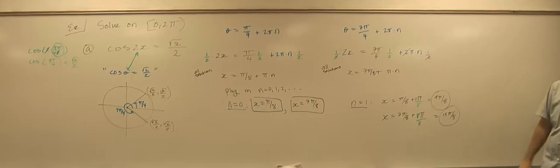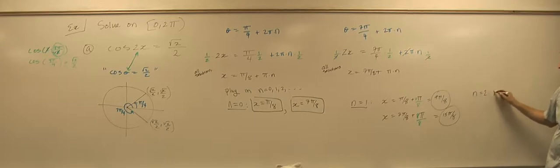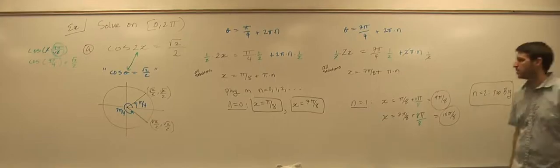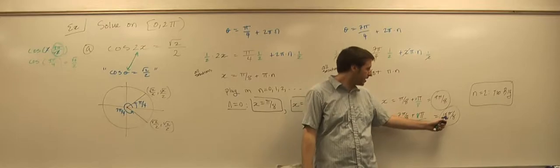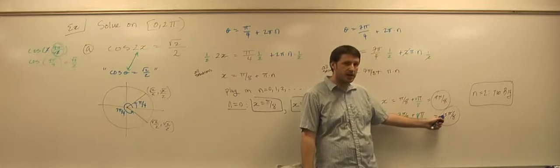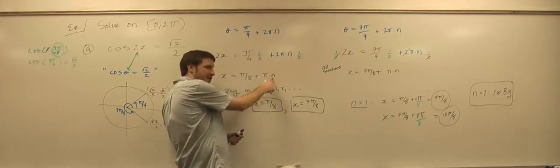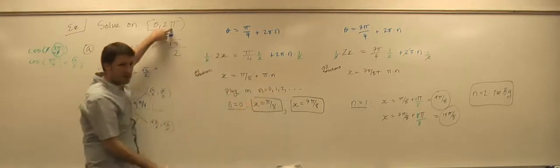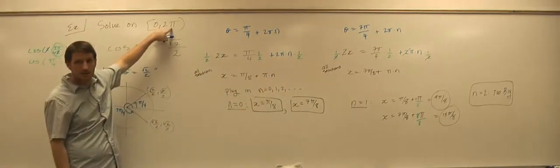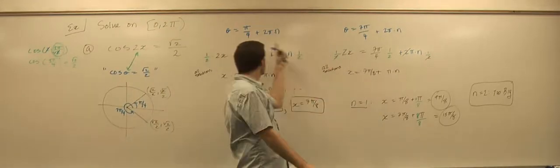Do I need to worry about n equals 2? Why not? 15 pi over 8 is almost 2 pi. First of all, 15 pi over 8 is pretty close to 2 pi, right? Because if this gets to 16, that's 2 pi. So this one's right on the edge. The other way is, if you put in 2 here, pi over 8 plus 2 pi, that's too big. 7 pi over 8 plus a whole other 2 pi, that's going to be too big.